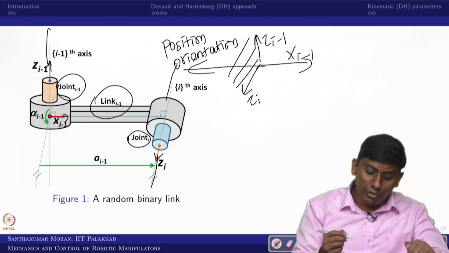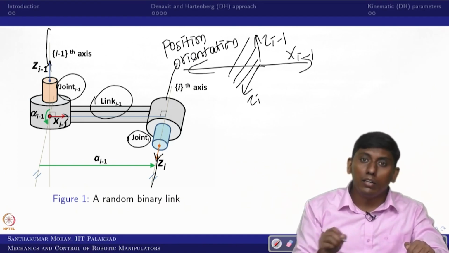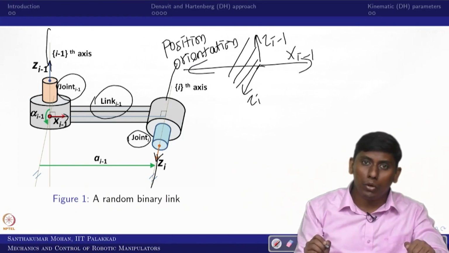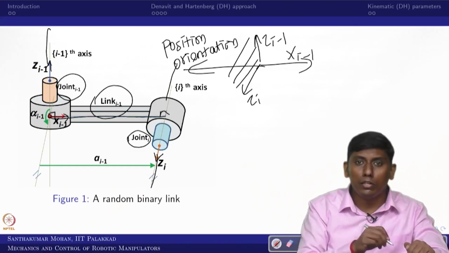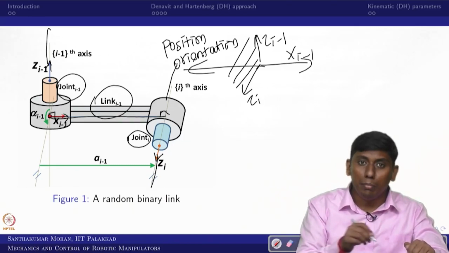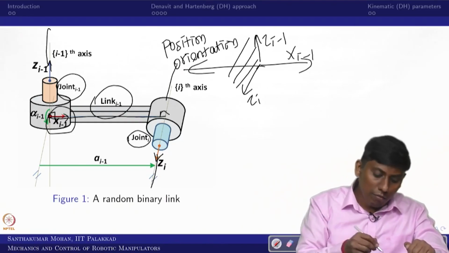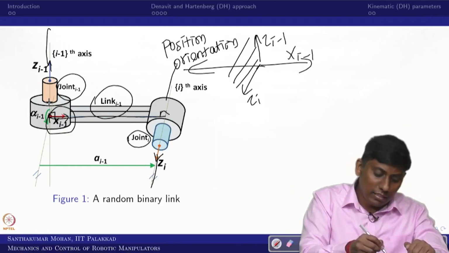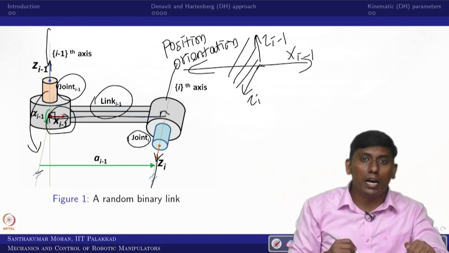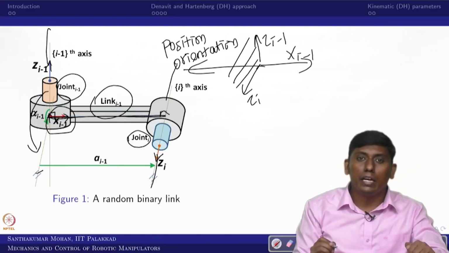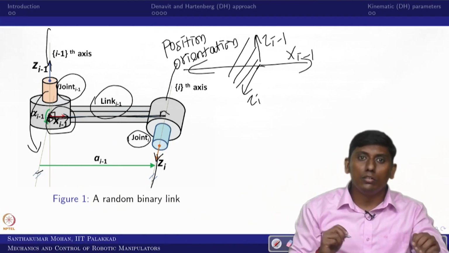Even if it is not that way, you draw the common normal between these two axes and fix the xi axis that way. So you draw the common normal and fix your xi axis on the propagation side, from i minus 1 to i. Now you get one axis. With respect to this, you rotate zi minus 1 by some angle so that it becomes parallel to zi, and you translate along xi minus 1, and you will reach from this point to this point. So these are the two pieces of information.